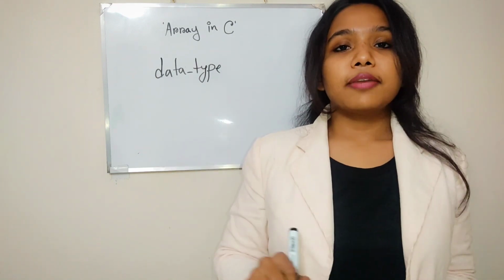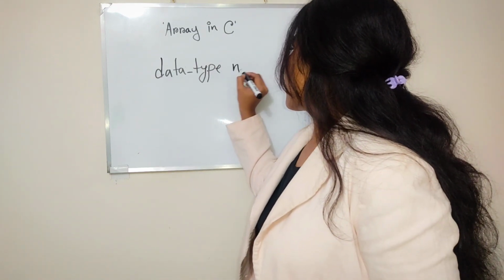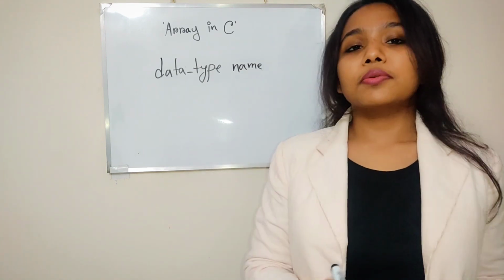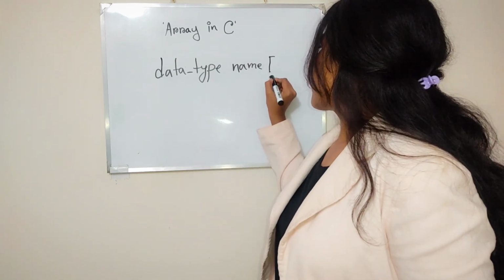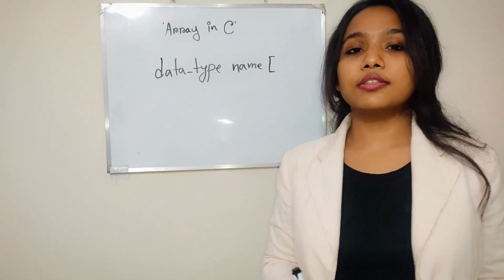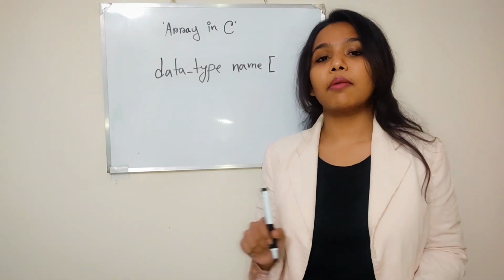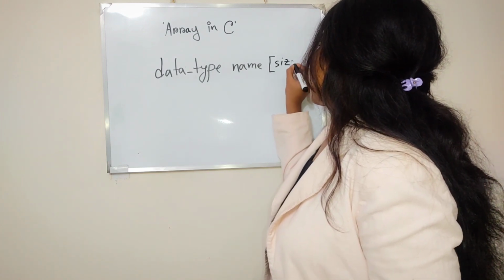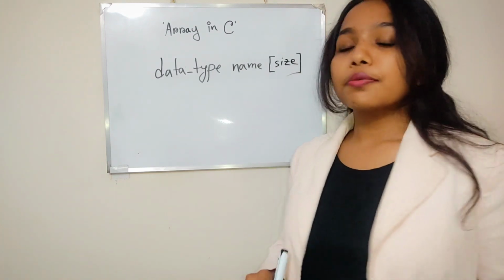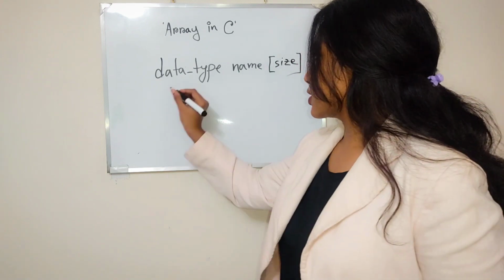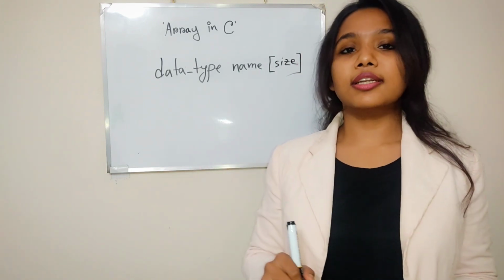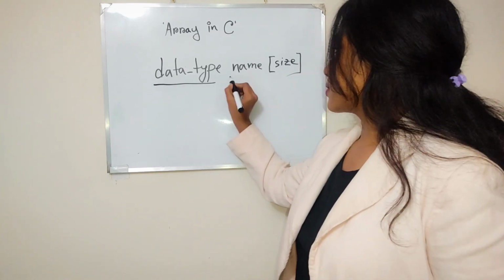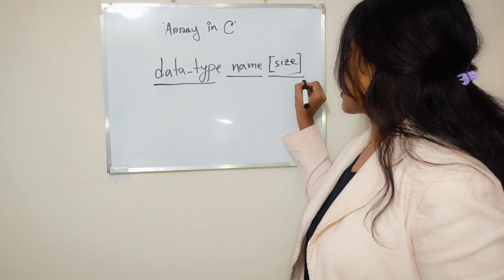Next, you will have to name the array. Next, you will have to give a parenthesis, and inside the parenthesis, you will have to mention the size or number of elements of the array. What I want you all to do is just note it down. Note down how you can declare an array while you write a program. First data type, then name of the array, and next the size.